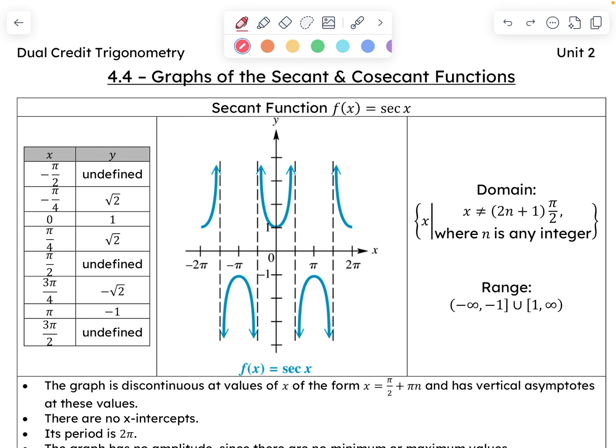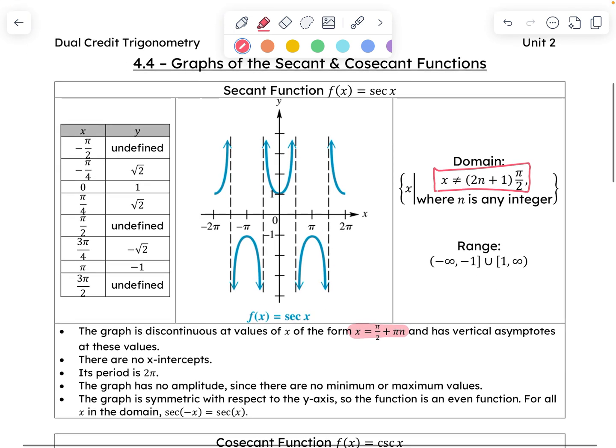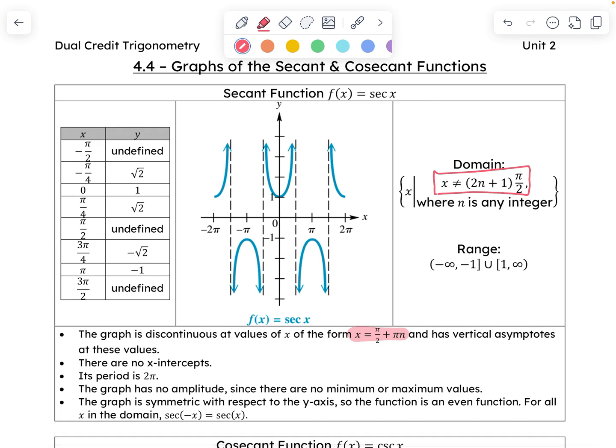Secant, we have asymptotes that are of the form 2n plus 1 times pi over 2, or you could look at that as pi over 2 plus n pi. So we do once again have a discontinuous function. Because we are outside of -1 and 1, everything less than -1 or everything greater than 1, we do not have any x-intercepts.